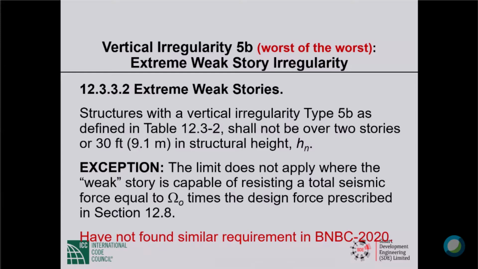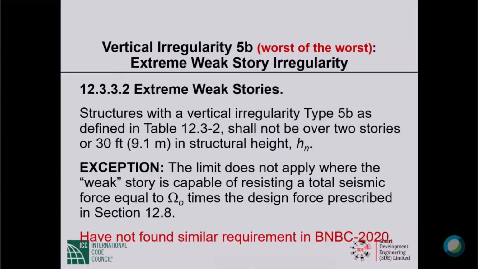Structures with a vertical irregularity type 5B shall not be, so where they are allowed, design categories B and C, they shall not be over 2 stories or 9.1 meters in structural height. Okay, so even in the lower seismic design categories C and B, they have to be short buildings, 9.1 meters at most. There is an exception to that height limit.